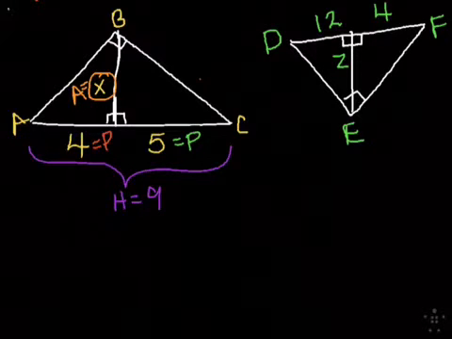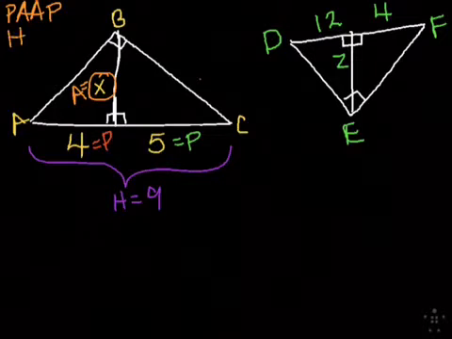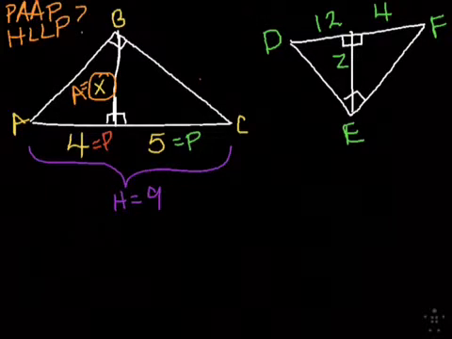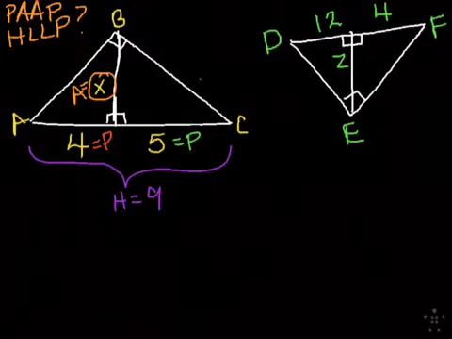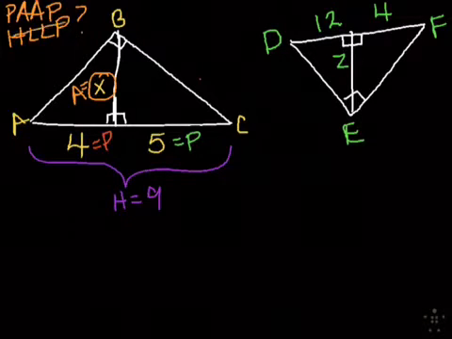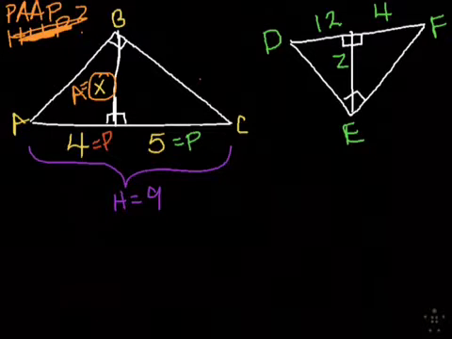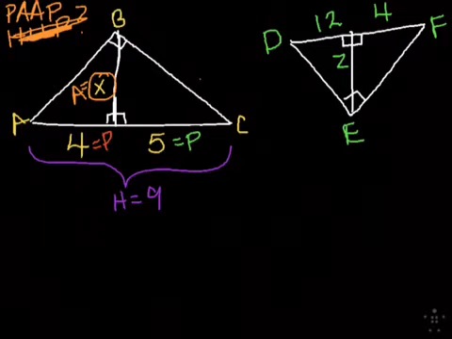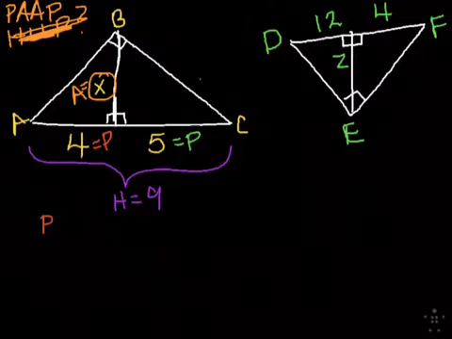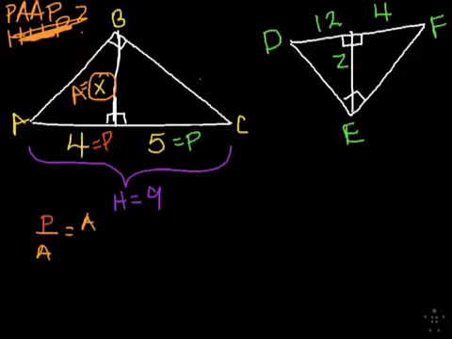So we have a choice. We're going to use PAAP or HLLP. Which one? Well, let's look. I don't have a leg value on either of these, and I don't have a leg as an unknown. So this one isn't going to be helpful at all. But this one is. So let's set it up. Remember, it is the part over the altitude equals the altitude over the part.